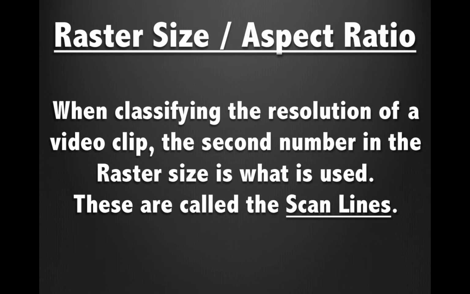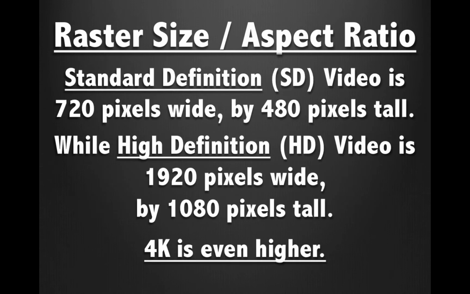These are also called the scan lines, going back to when we were talking about interlaced video. Number of scan lines, although it could be progressive as well, it's just those horizontal lines of pixels going across. Standard definition video is 720 pixels wide by 480 pixels tall, while high definition HD video is 1920 pixels wide by 1080 pixels tall. And then you get into things like 4K, which is even higher. You've got 6K and so on.